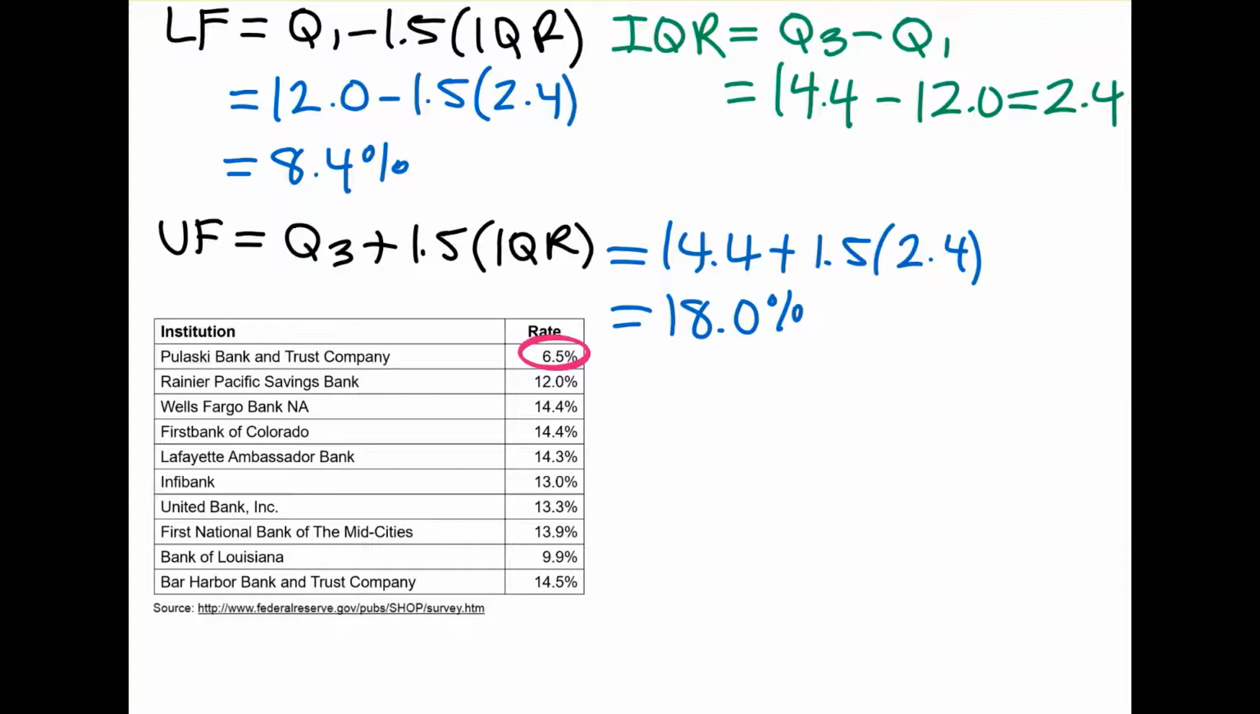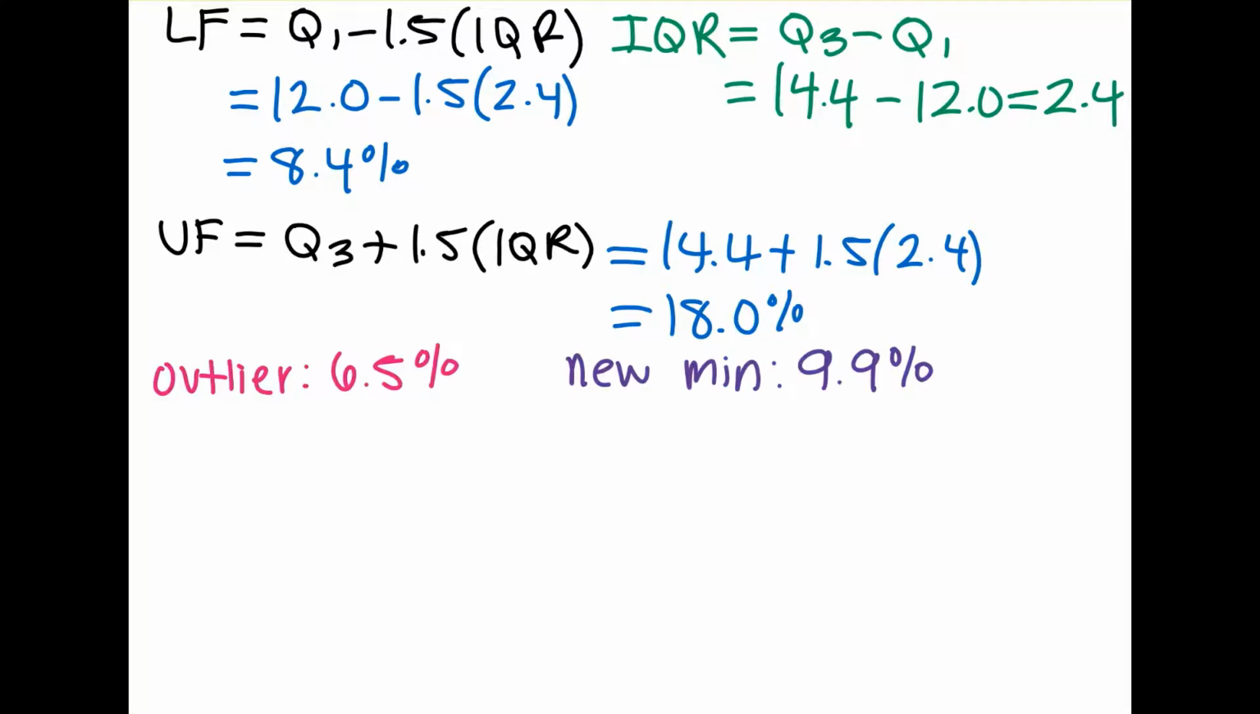6.5 is an outlier, so we will remove it from the data set. So we need to find the new minimum. The new minimum after 6.5 is excluded from the data is 9.9%. So now we have a new 5-number summary.